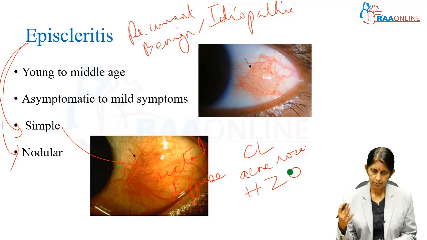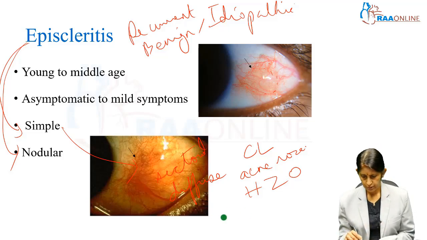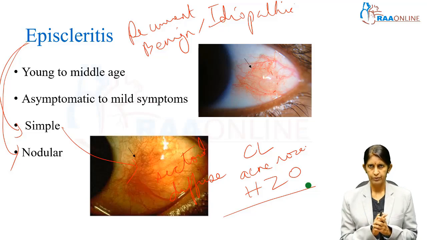Of course, in collagen vascular diseases as well, such as rheumatoid arthritis, you need to ask. But these are conditions that we also need to keep in mind when you see a patient with episcleritis as possible risk factors for the development of this condition.